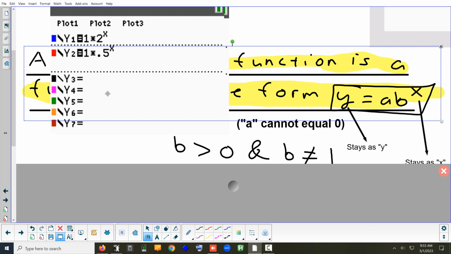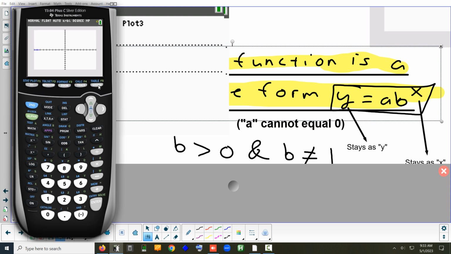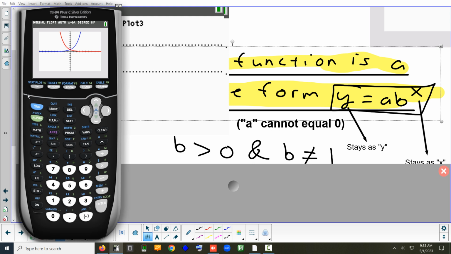And if you notice, there's a big difference between the blue one and the red one. One of them curves up as you go to the right. The other one curved down. Whether it's going to curve up or curve down depends on the B value. And we can also control how quickly it curves up. Some curve up faster, some curve up a little bit slower. Okay, so we'll look at some different examples.